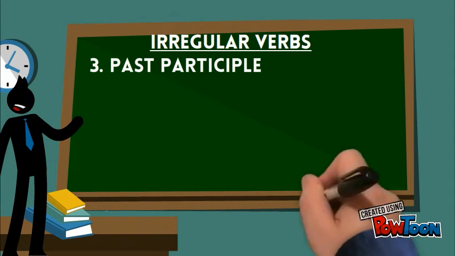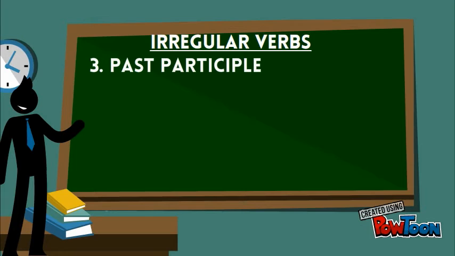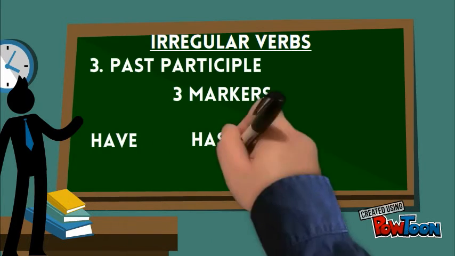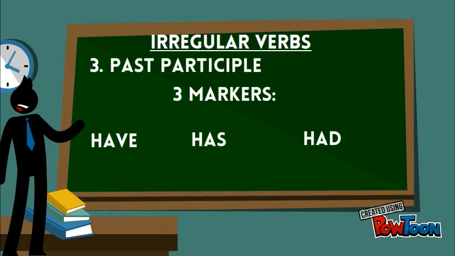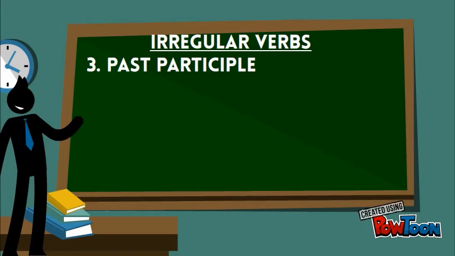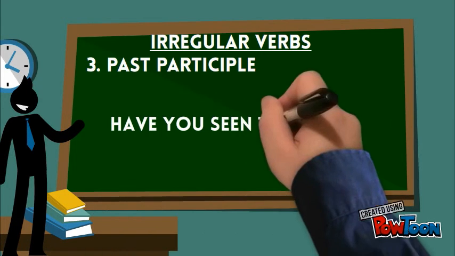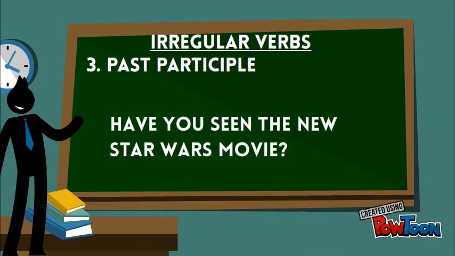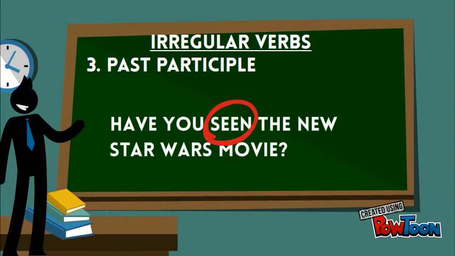The third verb form, past participle, is also used when something has taken place in the past. The difference is that here you have three markers: have, has, and had. For example, have you seen the new Star Wars movie? In this example, you can see that the verb is chosen from the third column, and that is because of the indicator, have.